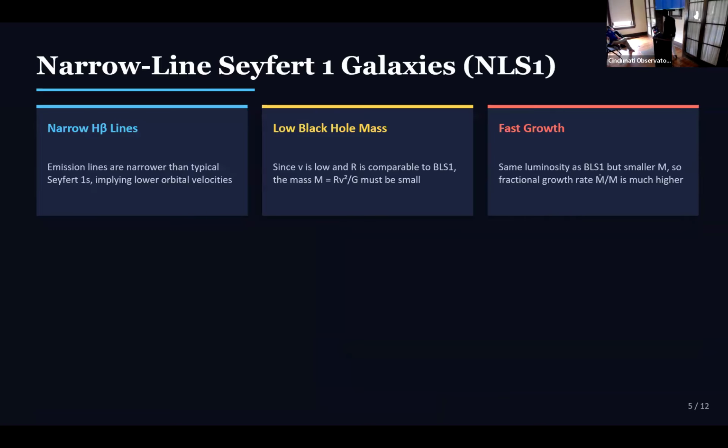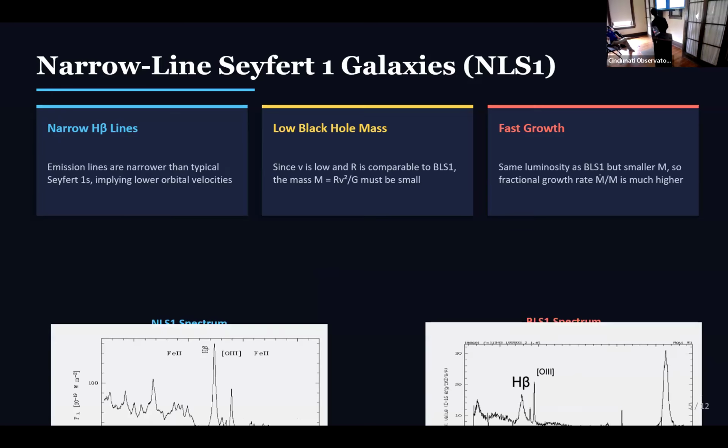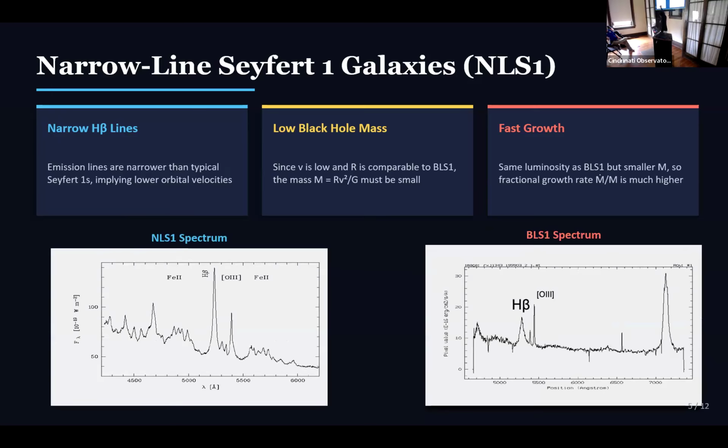So, narrow line Seyfert 1 galaxies. And again, don't get misled by the name. It's not that the narrow line region is what's narrow. Actually, narrow line just means the broad line region is narrower than in a typical AGN. So they're characterized by narrow H-beta emission lines. We get the velocity of the broad line region material from the width of the emission line.